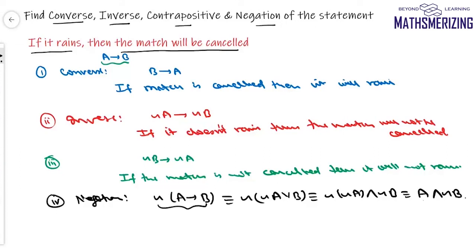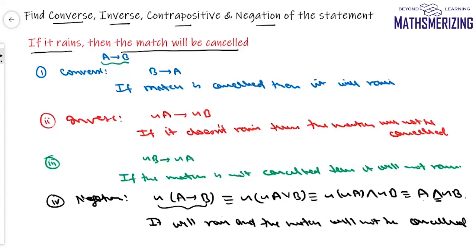So what's A? A is if it rains. So it will rain. And then we have this conjunction and the match will not be cancelled. That is the negation of this conditional statement.